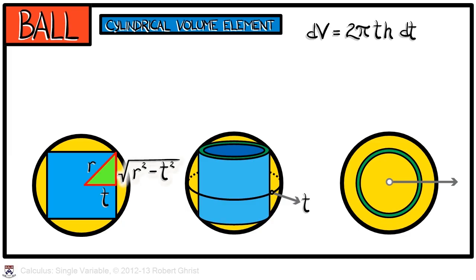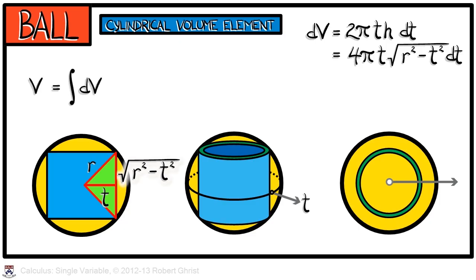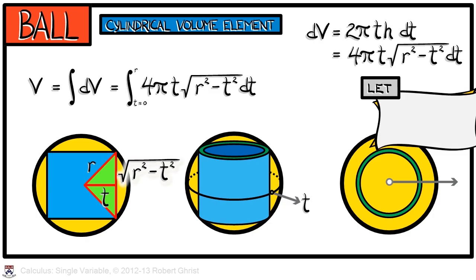But that's the height of the triangle. The height of the cylinder is this doubled. Hence, our volume element is 4 pi t, square root of r squared minus t squared dt. And to compute the volume of the ball in this alternate fashion, we integrate this volume element as t goes from 0 to r. Now, this is not so difficult of an integral.